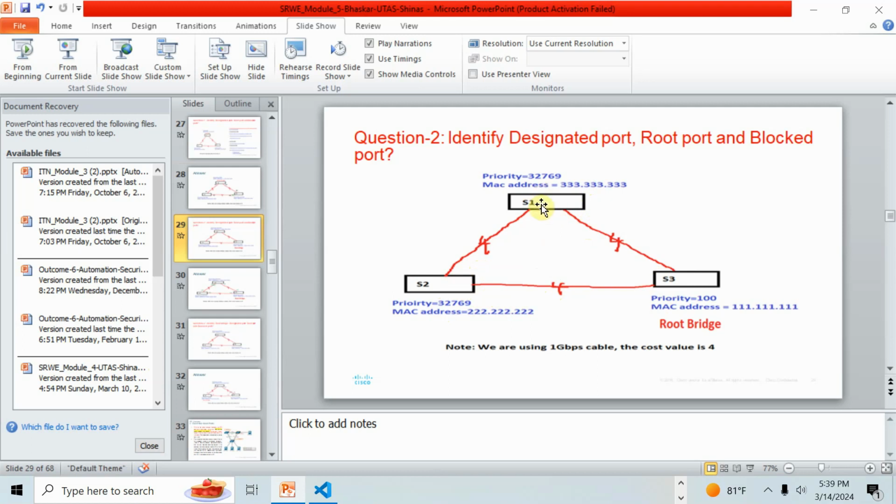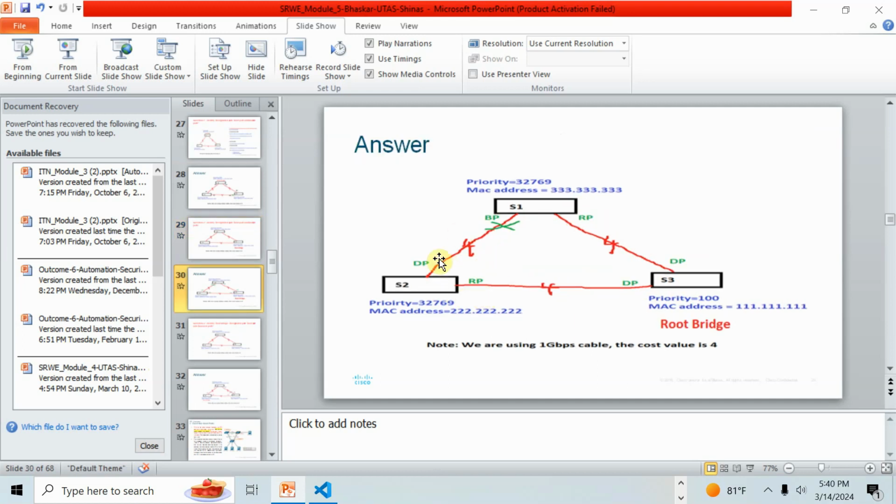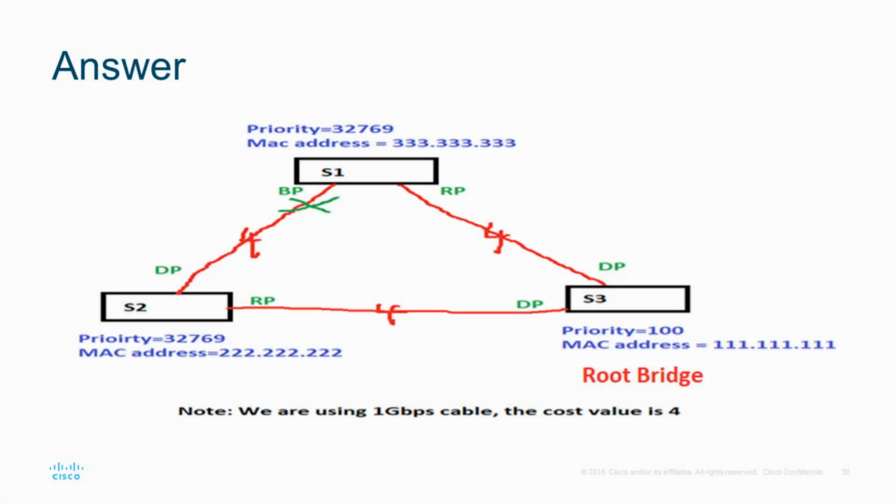For root port, meaning the port connected toward the root bridge, take the shortest one. From S1, the shortest path to reach S3, the root bridge, is this port. This is the root port. For S2, this is the shortest path, so this will be the root port. Okay, see the picture, the answer. See here. For S1, this is the root port. For S2, this is the root port.